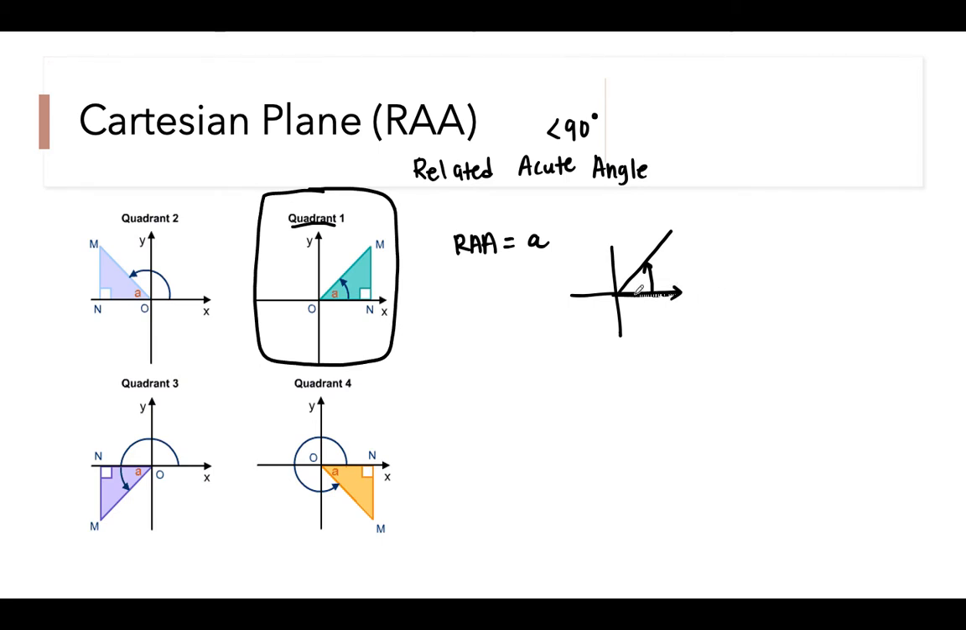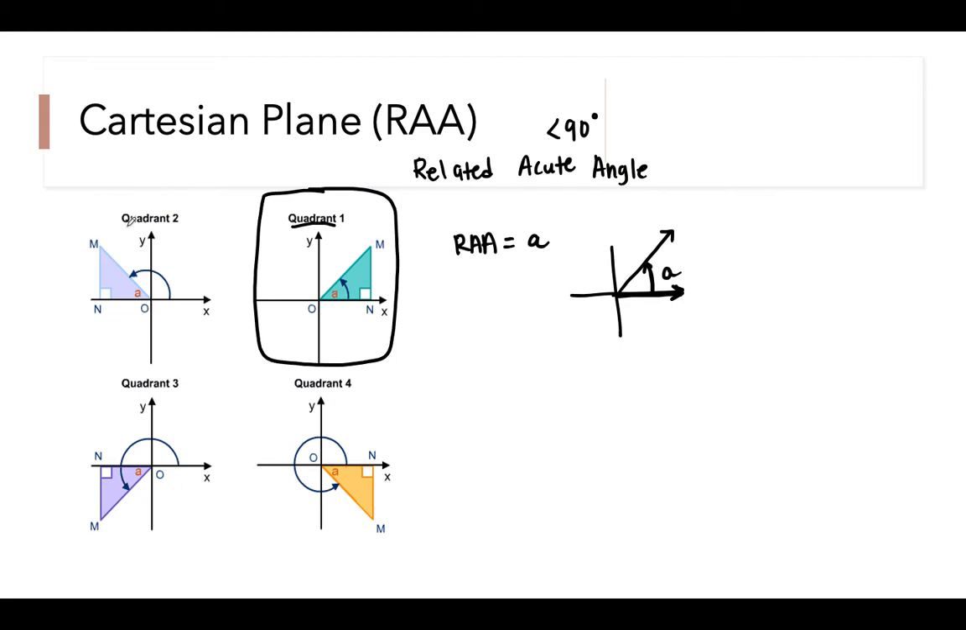over here to where the terminal arm is located. This is theta or angle A. So in quadrant 1, my principal angle is equal to my related acute angle.